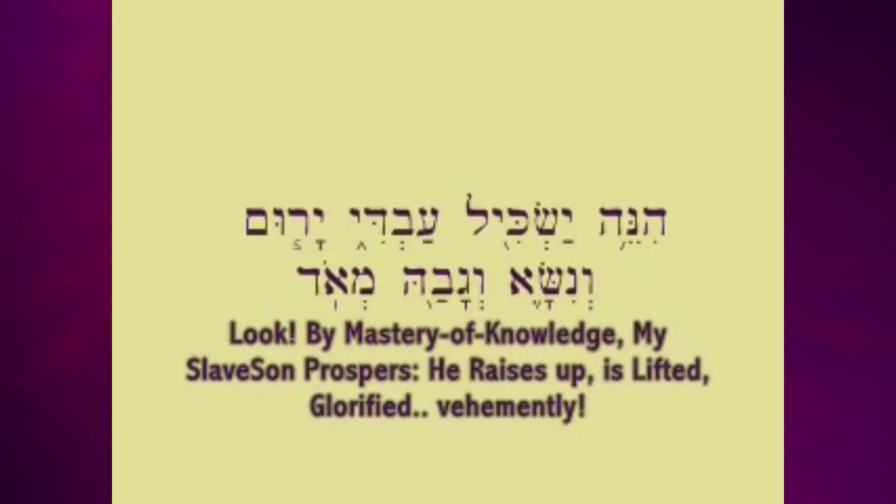You've got Yaskil and Yarum, both beginning with the Yod, which is the idea of Yah, and you've got it flanking Avdi, slave son. Is that clever or what? And then, this is even more interesting. Yaskil, of course, is the Hifil imperfect, and Yarum is the Kal imperfect. So you've got two imperfects being used.